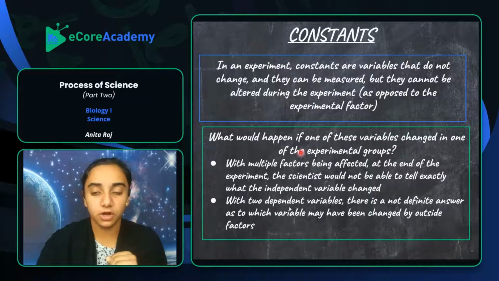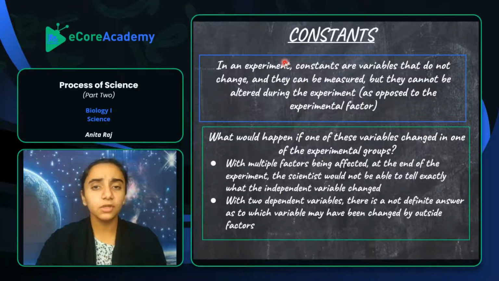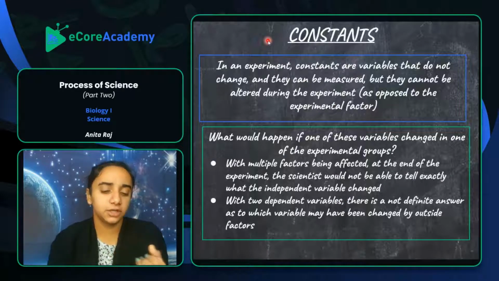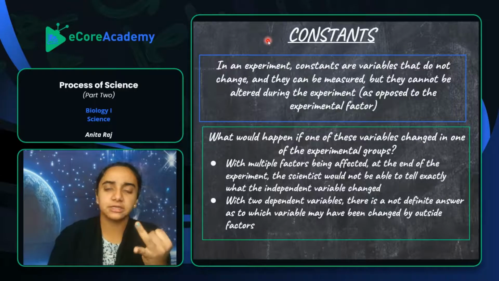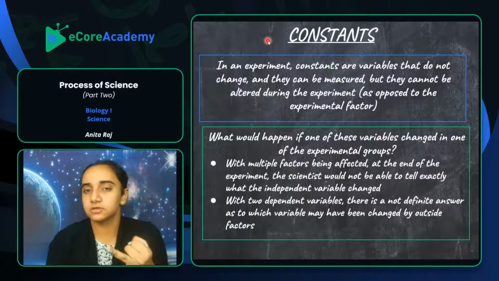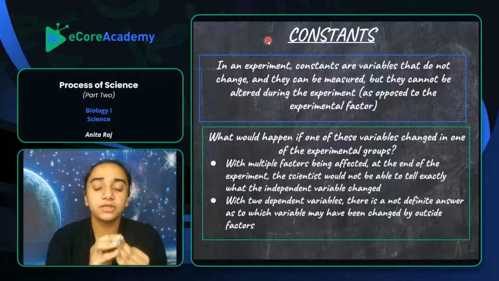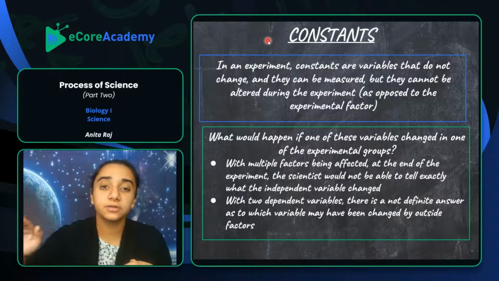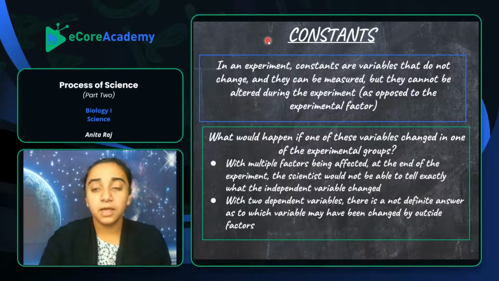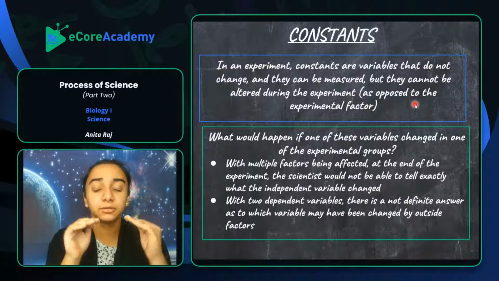I'll talk about that in this green box here. So you can measure these variables, like you can measure the amount of water you're giving the trees. You can measure the amount of sunlight the trees receive. You can measure maybe the pH of the soil, but you need to make sure all of these are the same throughout. So all of the test subjects are getting the same amount of these constants. And like it says here, they cannot be altered during the experiment. So all of these need to remain the same.